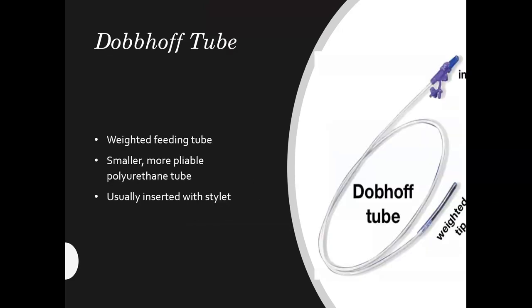Okay, and then our Dobhoff tube. This is usually ordered specifically, but it has a weight on the end of it. So it's a little smaller, more pliable, meaning it can bend a little bit easier. It's a polyurethane tube, and it's usually inserted with a stylet. And that's just to make sure it gets in the right spot.